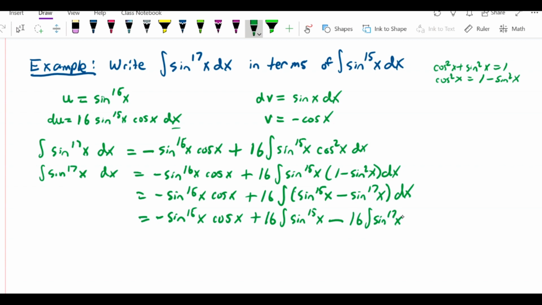Oops, sorry, I forgot to write the dx. dx is very important. As you can see, the dx has a meaning here, and you can't forget it when you do that. I just did, I know, but I went and fixed it. So this last thing becomes sine to the 17th x dx.